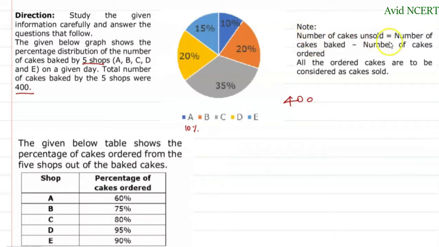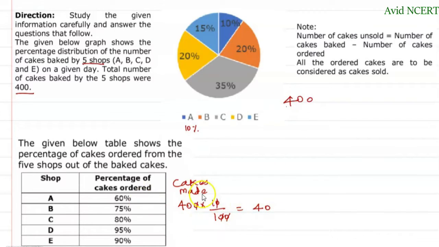Note, the number of cakes unsold equals the number of cakes baked minus the number of cakes ordered. For example, check for A alone. Out of 400 cakes, it made 10%, that is 400 times 10 by 100. The zeros get cancelled, which equals 40 times 1, which is 40. So out of 400 cakes, it made only 40 cakes.